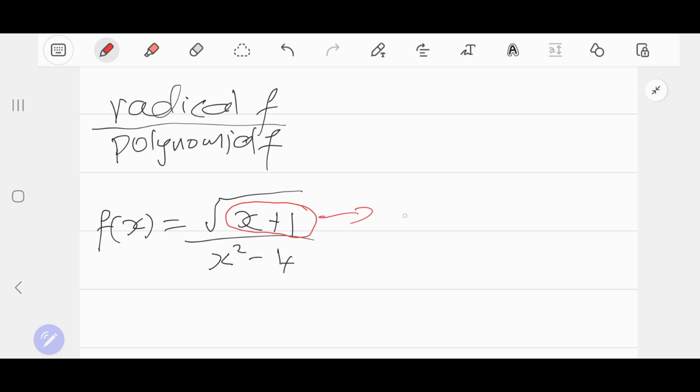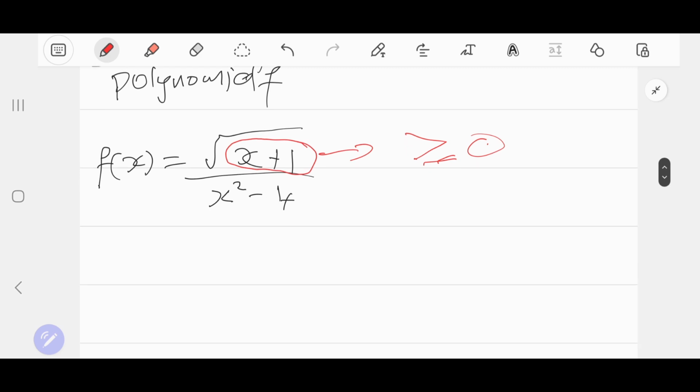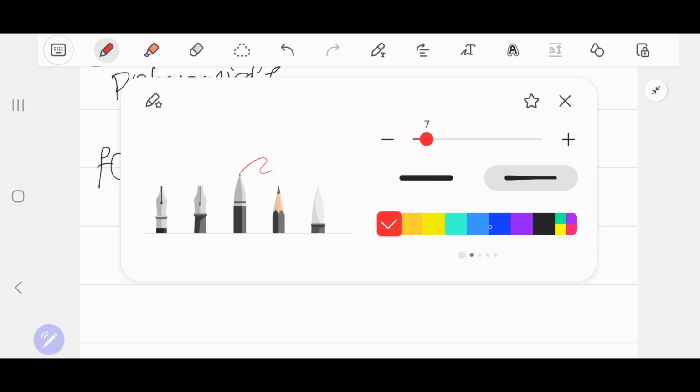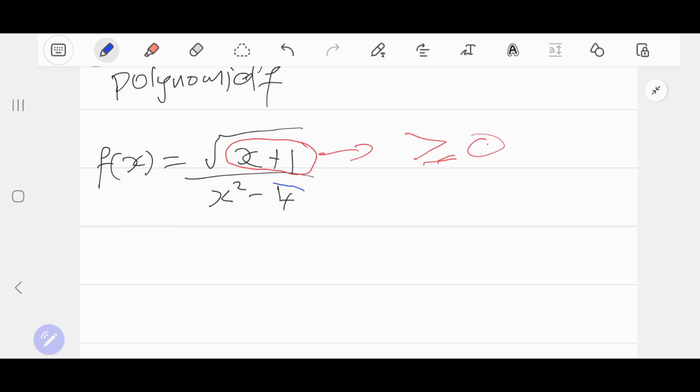must be greater or equal to 0. We know that. And then what else do you know? We know that with the one that is below, this function must not be equal to 0, because once it's equal to 0, the whole of this function f will be undefined because you are dividing by 0.